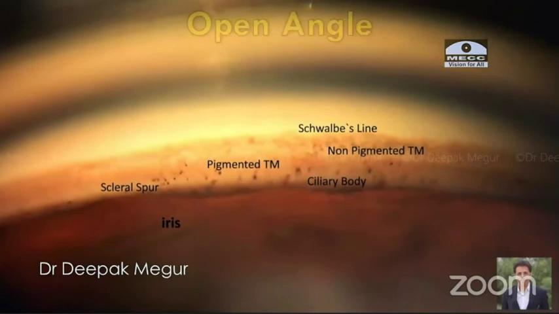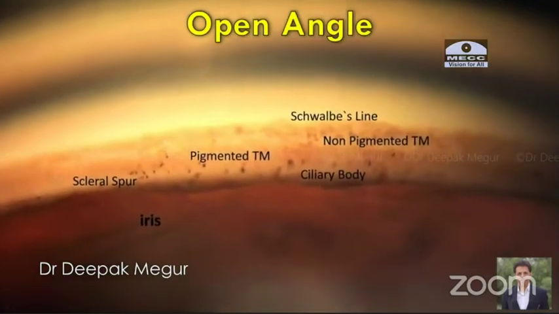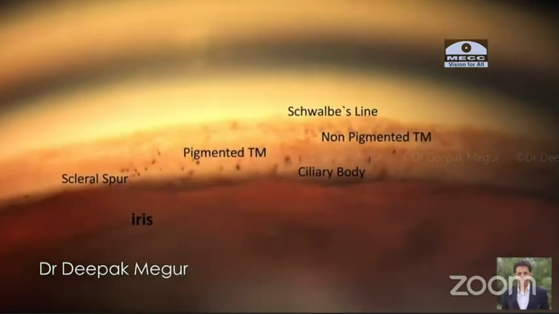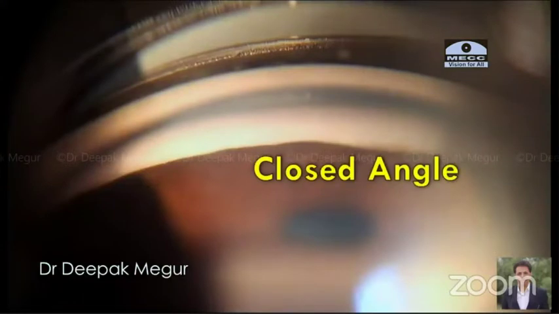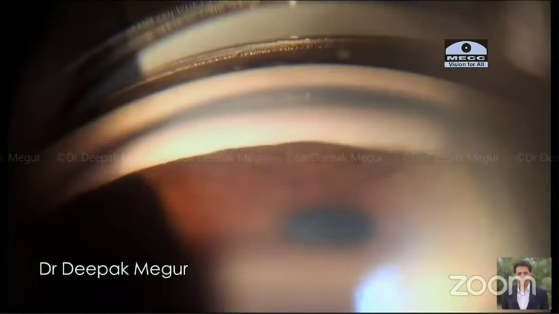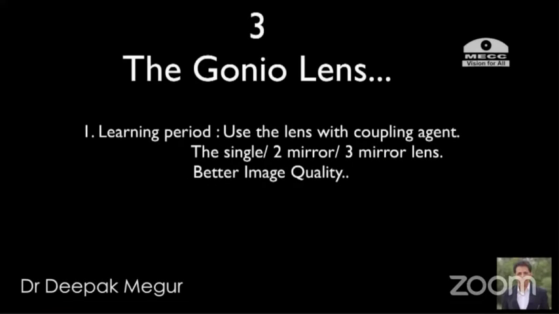Let's look at this picture. This is how a typical open angle looks like. All the structures are seen, while this is an angle where most of the structures are missing and hence it is a closed angle.